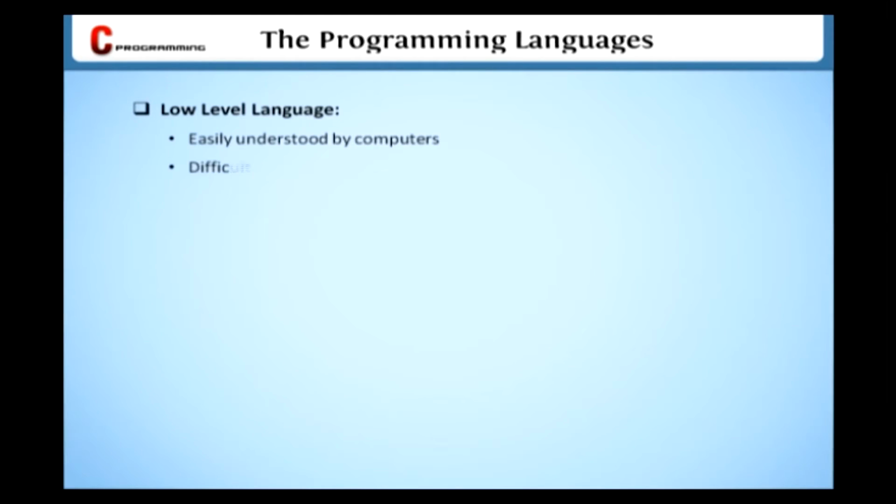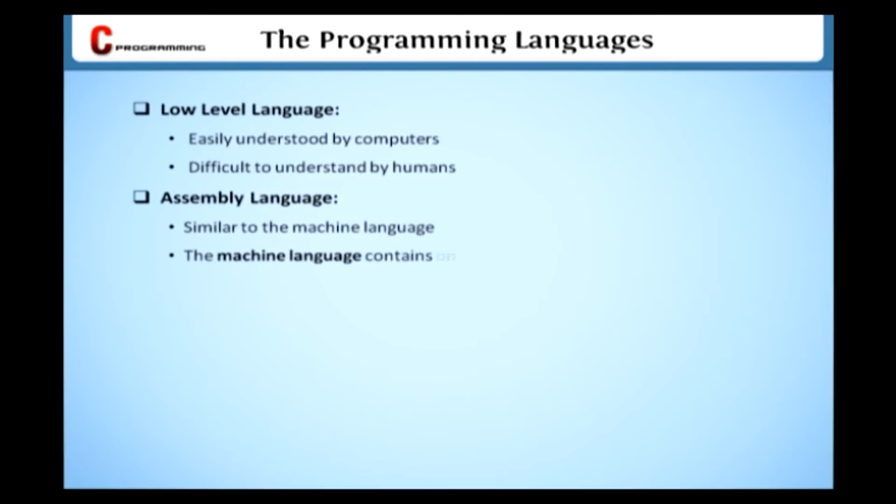It is almost impossible for human use because it consists entirely of numbers. Assembly language. This type of language is similar to the machine language, but the machine language contains only numerical information, while the assembly language has characters.